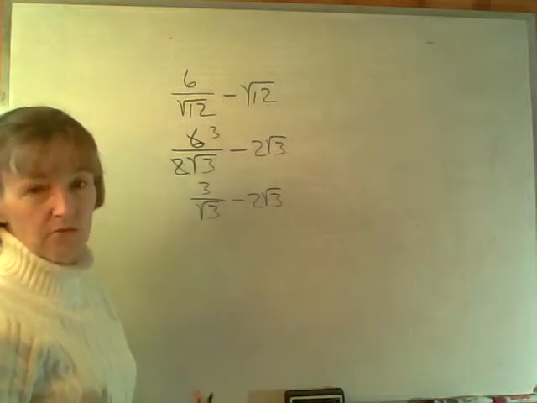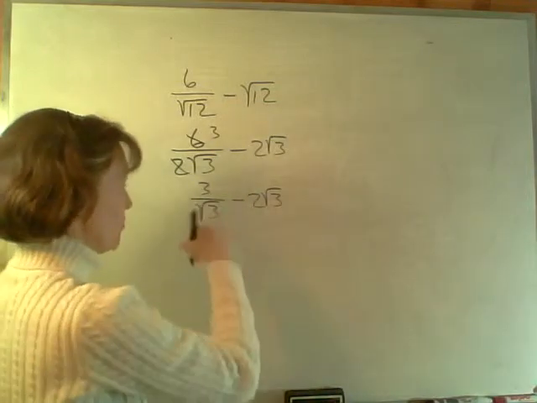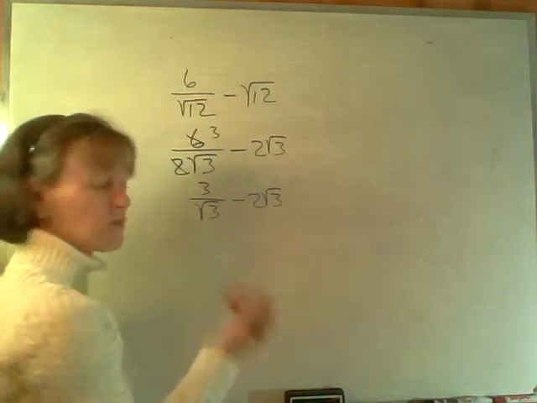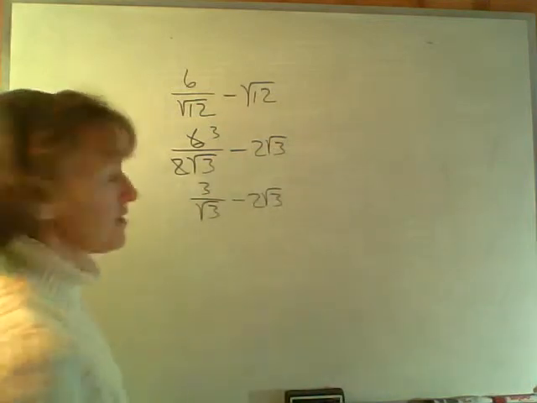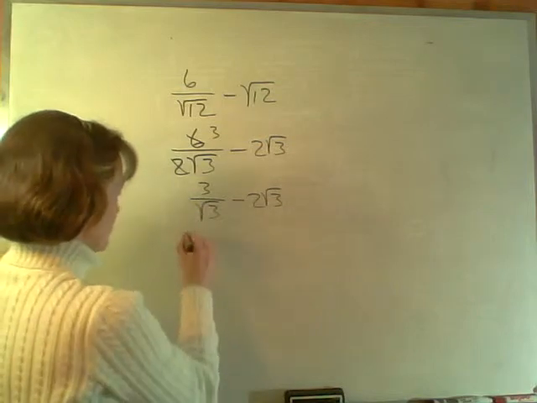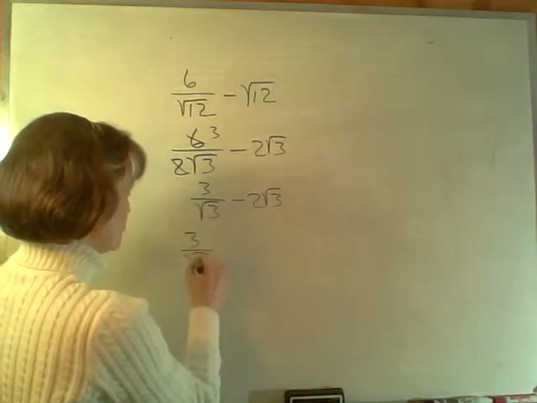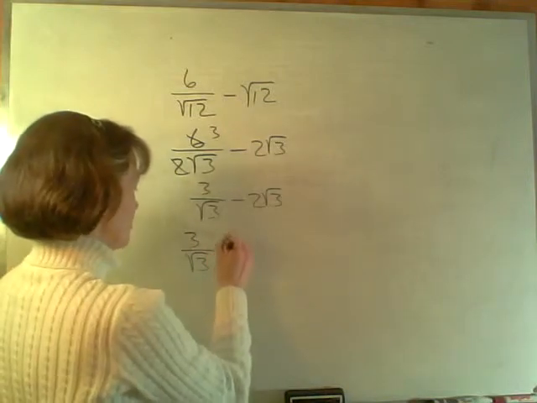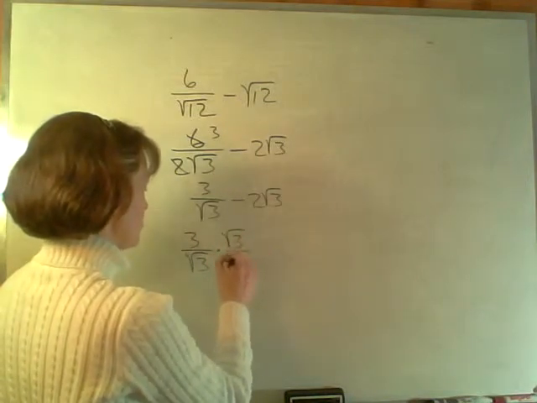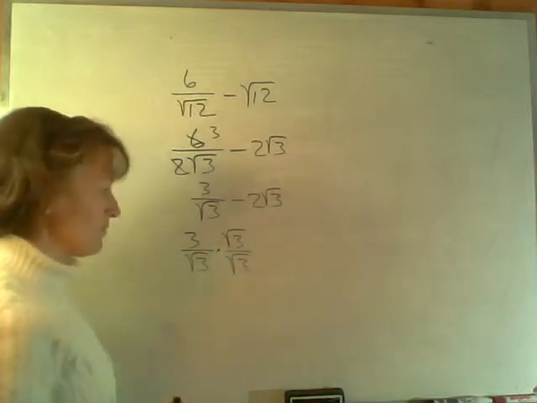Now I can rationalize my first fraction. And that would probably be better than getting a common denominator, although you could go that route. But I'm going to rationalize this denominator first. So 3 over the square root of 3. And I need to remove the radical from the denominator. So I'm going to multiply that by the square root of 3 over the square root of 3.